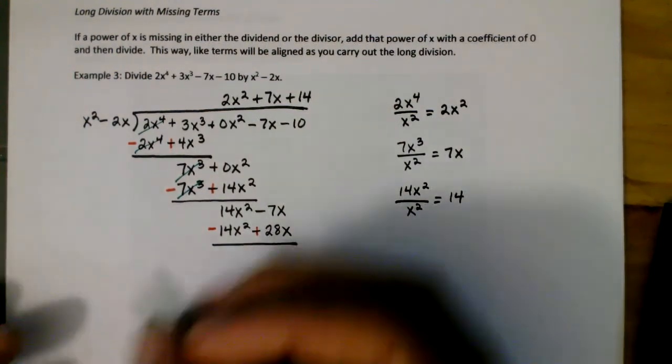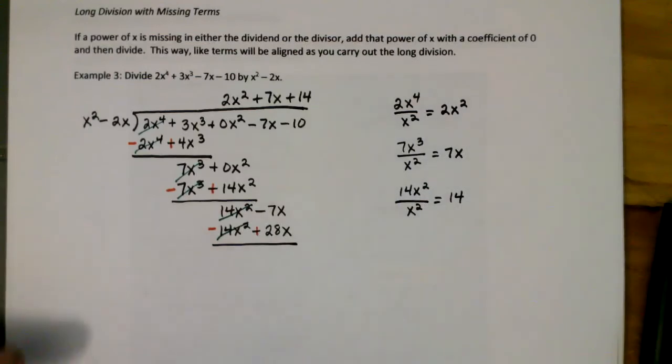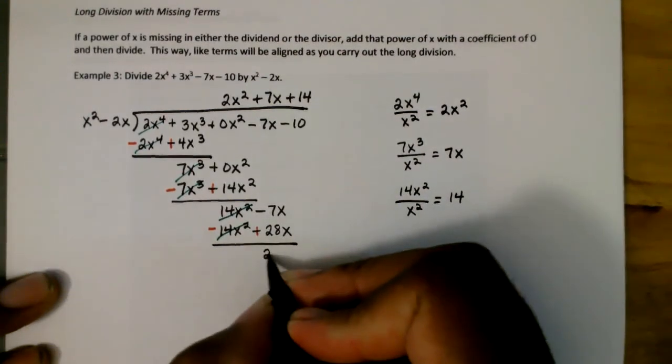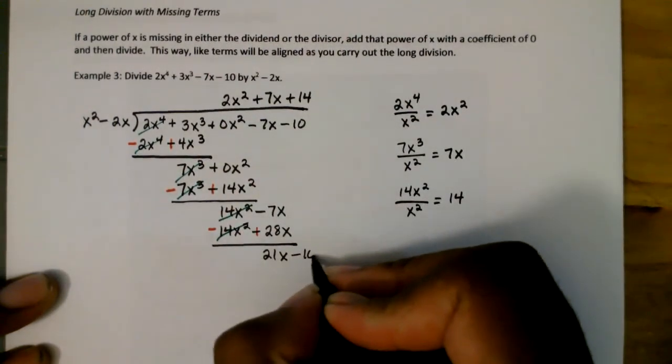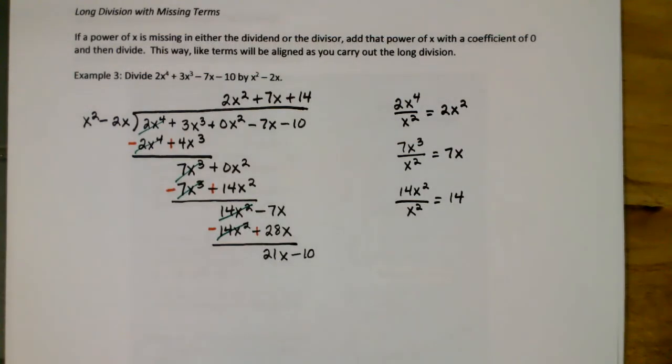That way, 14x squared minus 14x squared is gone. Negative 7x plus 28x would be 21x. Then I bring down the last term, which is a minus 10.